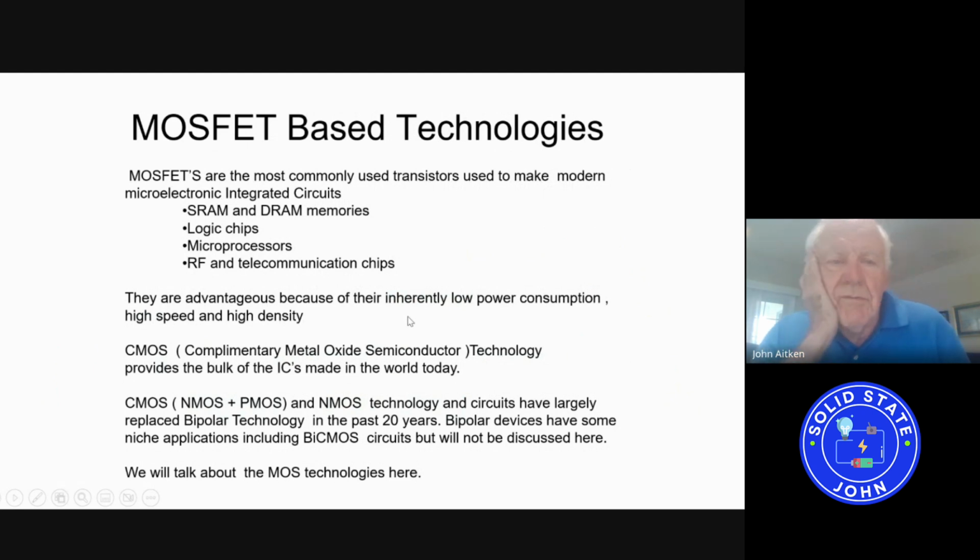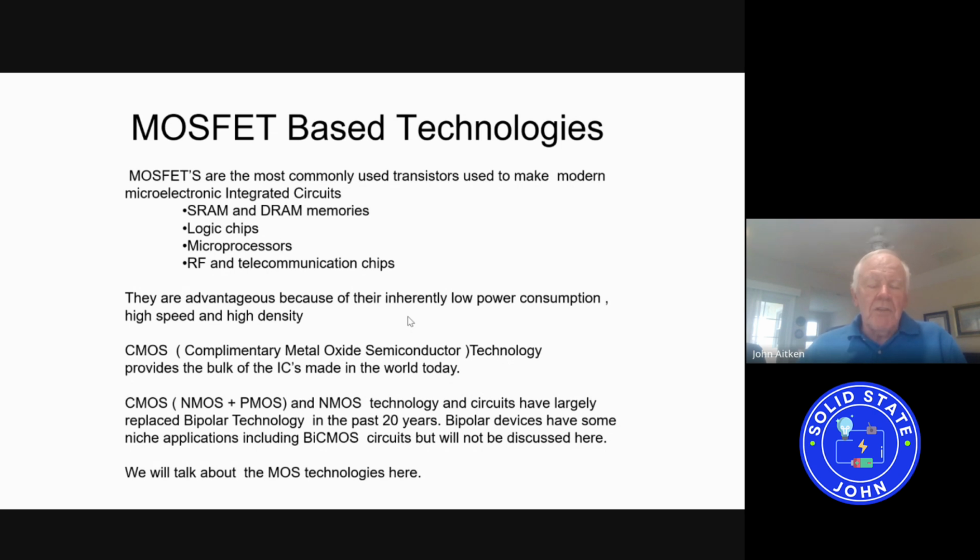MOSFET-based technologies. MOSFETs are the most commonly used transistors and are used to make modern microelectronic integrated circuits, such as SRAM and DRAM memories, logic chips, microprocessors, RF and communication chips. They are advantageous because of their inherently low power consumption, high speed, and high density. CMOS, which is an abbreviation for complementary metal oxide semiconductor technology, provides the bulk of the integrated circuits made in the world today.